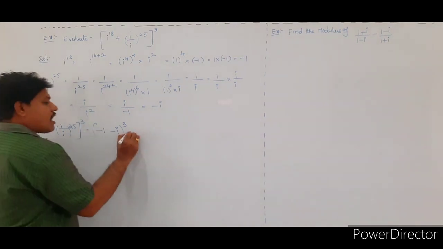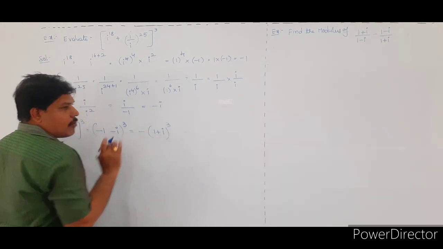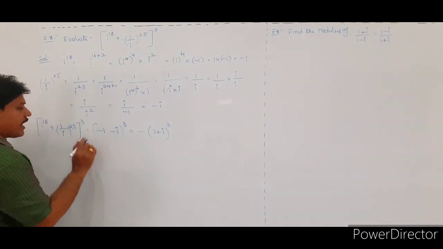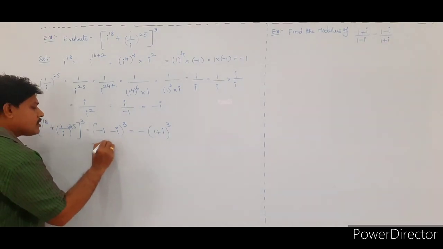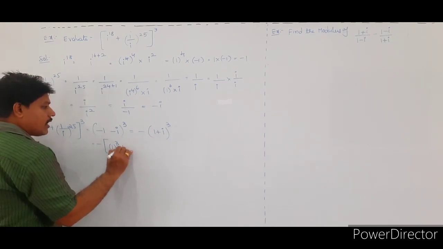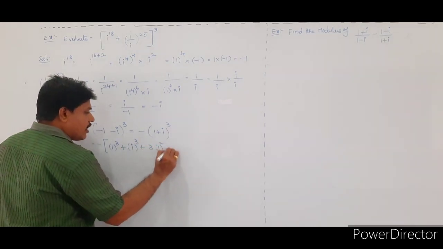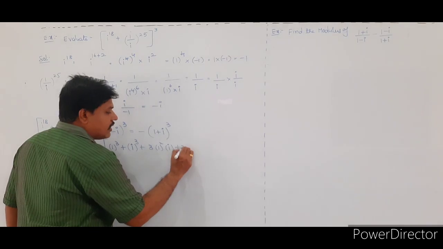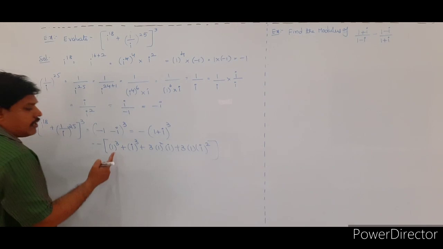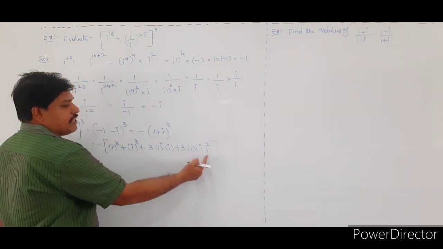So you can take the minus common here: minus of (1 plus i) whole cube. It is in the form of (a plus b) whole cube. We already know the formula, so expand that. That is equal to minus of a cube plus b cube plus 3a square b plus 3ab square.